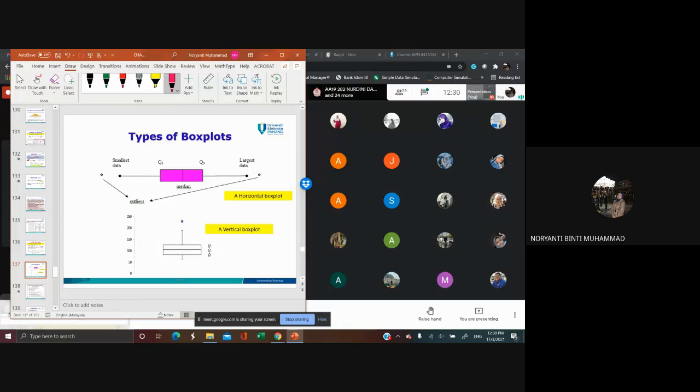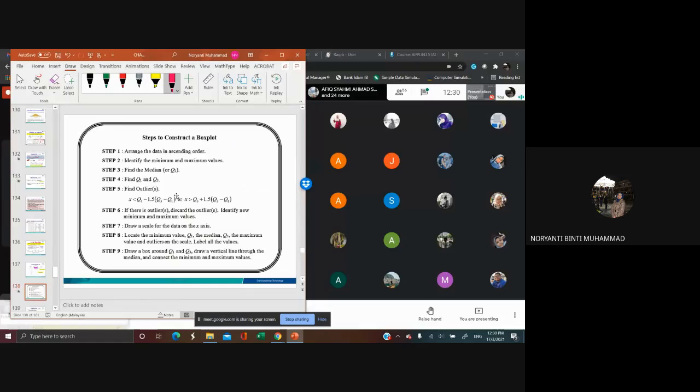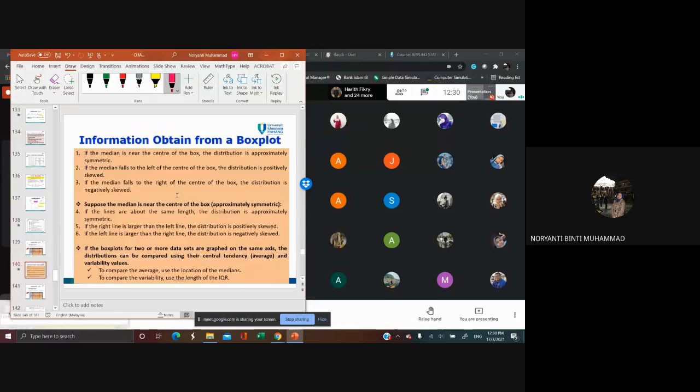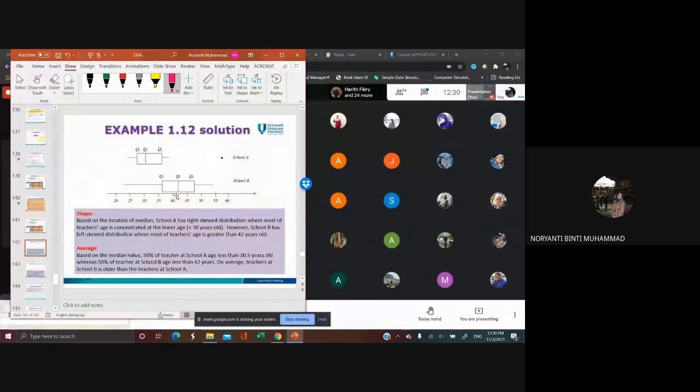Okay, and then important here, you should know how to read the box plot, the shape of the box plot. Okay, if you look here, look at the box. So from this box, I can draw like this. So it seems approximately symmetric. Sometimes you can see it's skewed to the right or skewed to the left. For example, in this example, you have this one.